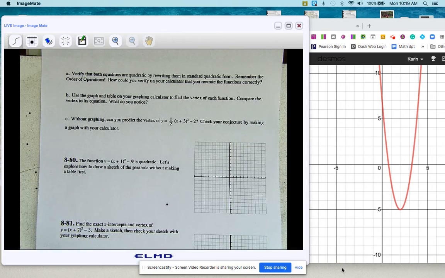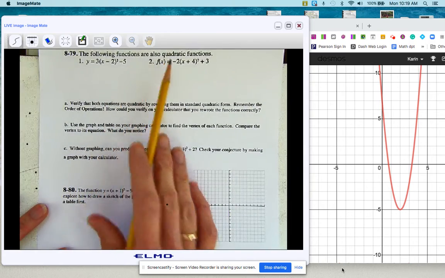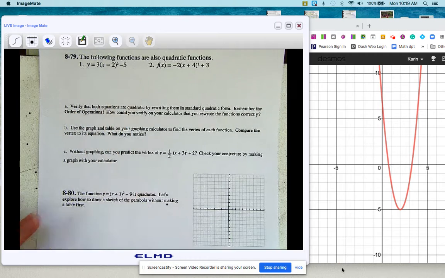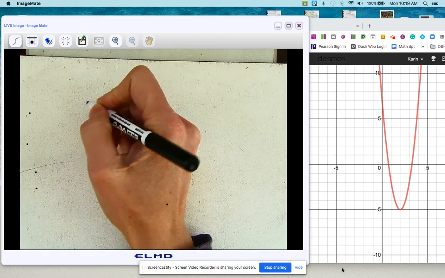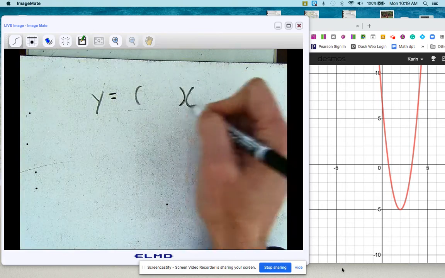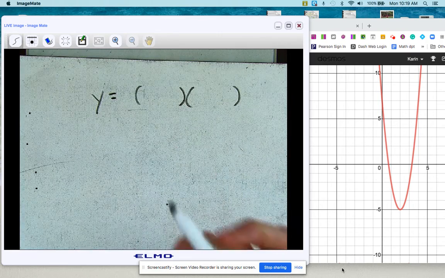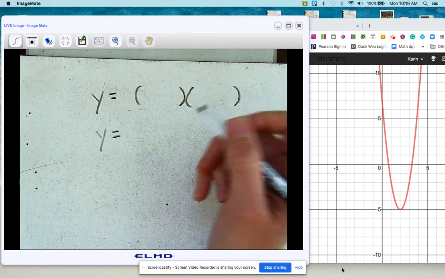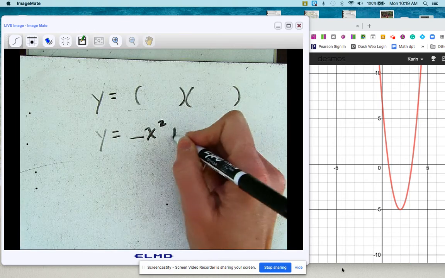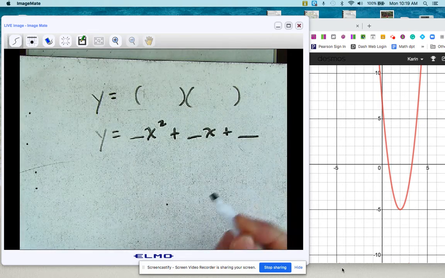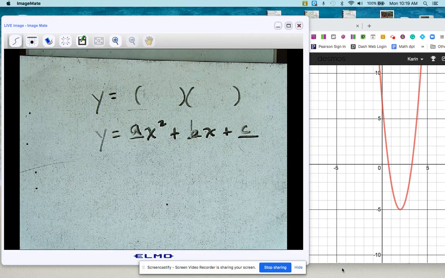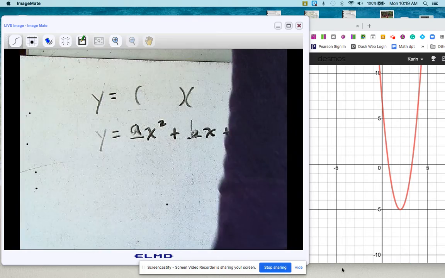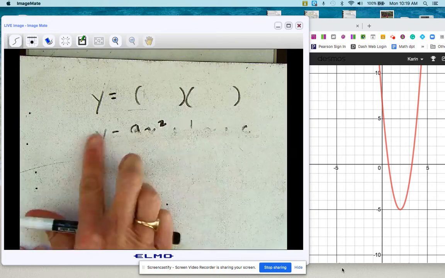All right, so 79 says the following functions are also quadratic functions. This just looks like a different form than what we've seen. It doesn't look like it's in factored form, nor standard form. Factored form would look like y equals two things multiplied together. Standard form would look like ax squared plus bx plus c, and it doesn't look like it's in that form either. This new format is called vertex form, and we're going to see why.